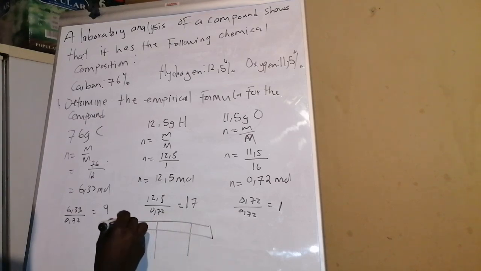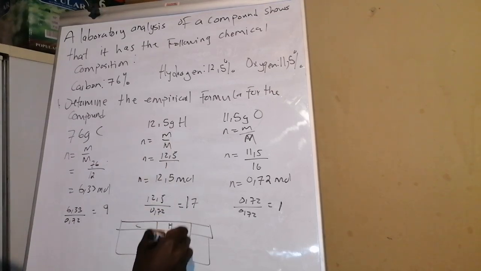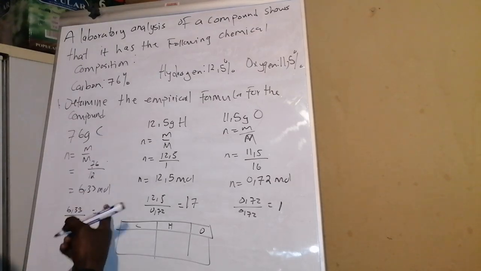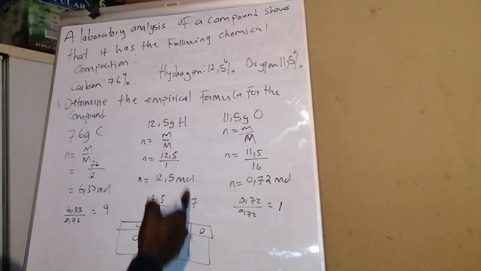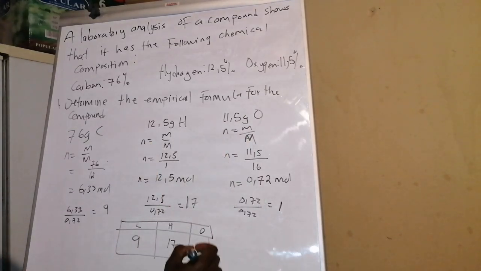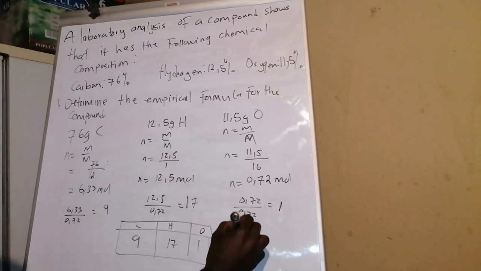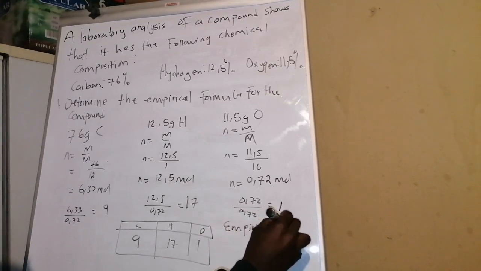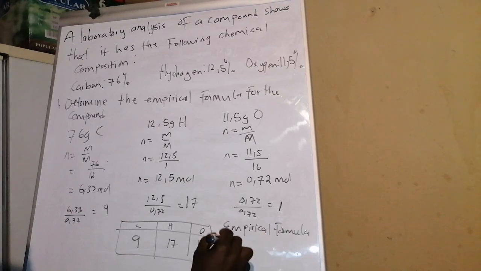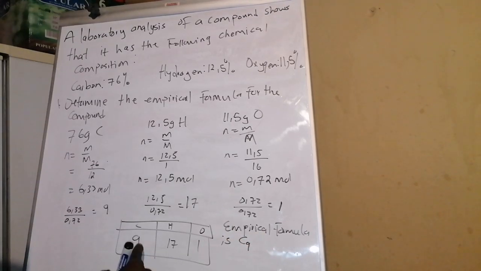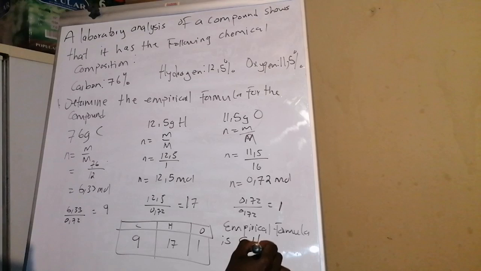Therefore, you show that table. Since you are given three elements, the first one is carbon, the second one is hydrogen, then the third one is oxygen. After dividing by the smaller number or the smaller answer, for carbon you got 9. For hydrogen you got 17. And for oxygen you got 1. Therefore, the empirical formula for this compound is C9H17O1. So this is the empirical formula.